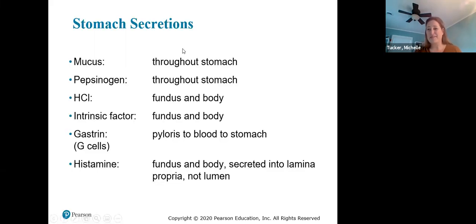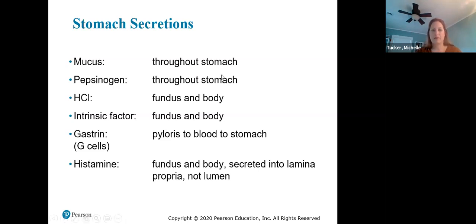Even though I pre-wrote it on the other slide, for stomach secretions, we're going to get mucus throughout the stomach. It's actually a bilayer of mucus. So there's a layer of mucus, then in between, like the jelly, is a bicarbonate solution, and then another layer of mucus. So you've got this double layer with bicarbonate in between to protect the stomach.